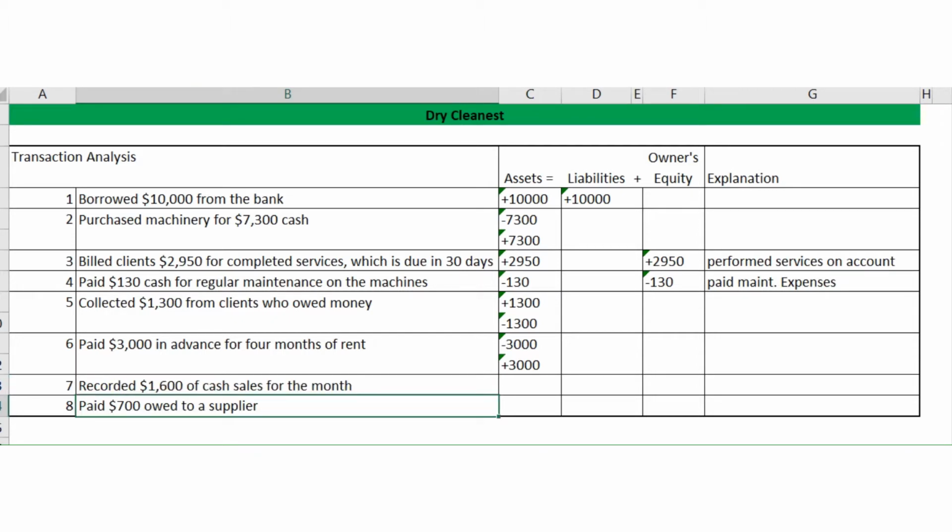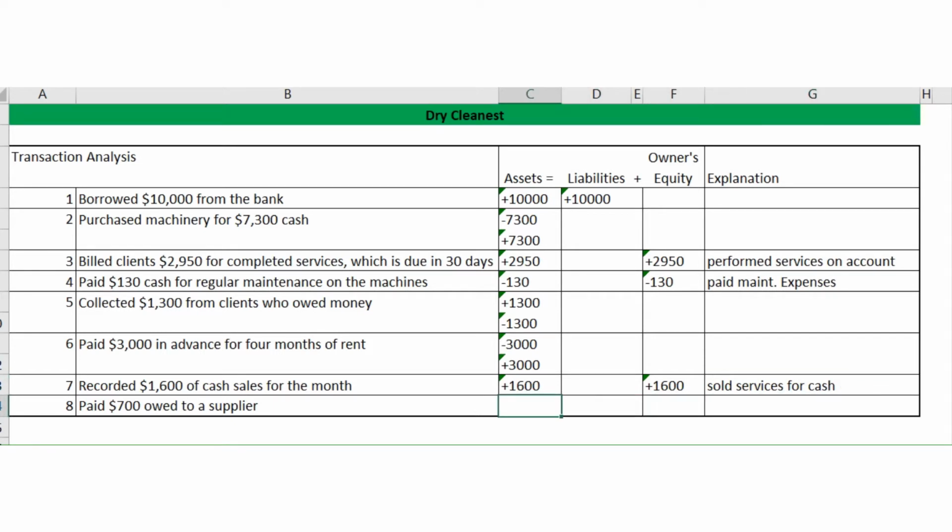Recorded $1,600 of cash sales for the month. Again, it's cash sales, so we actually have the money in our bank. And cash sales are revenues. Revenues increase owner's equity. And that's because we sold services for cash.